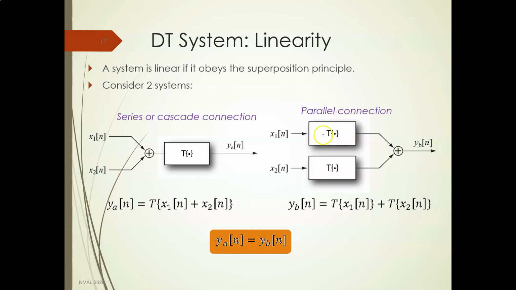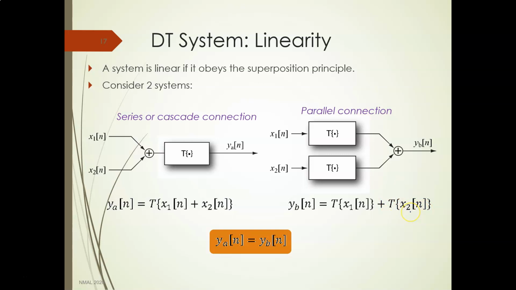Next, the parallel connection. The parallel connection has two systems. The first system has x1n as an input with T as the transformation, and the second system has x2n as an input. The outputs of these two systems are added together to become Ybn. So there are two separate transformations here in parallel, unlike the series connection. So Ybn is equal to T of x1n plus another T, the transformation, of x2n.